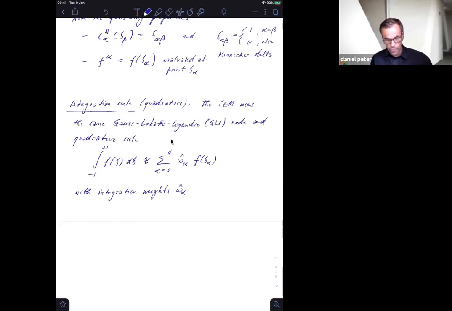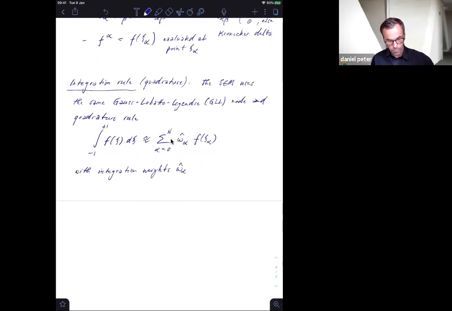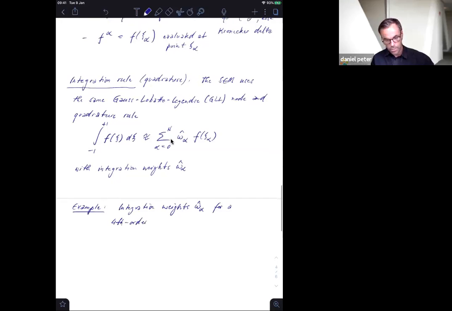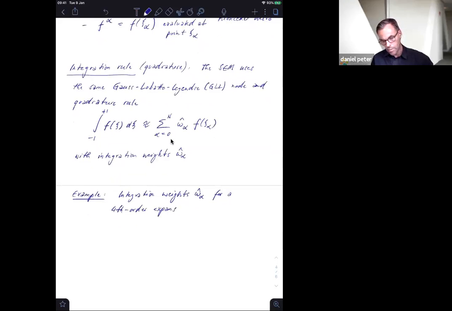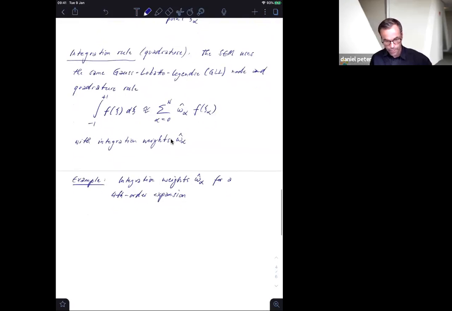So for example, for a fourth order expansion, the integration weights omega alpha, we will have the xi alpha position and its associated weight omega alpha.